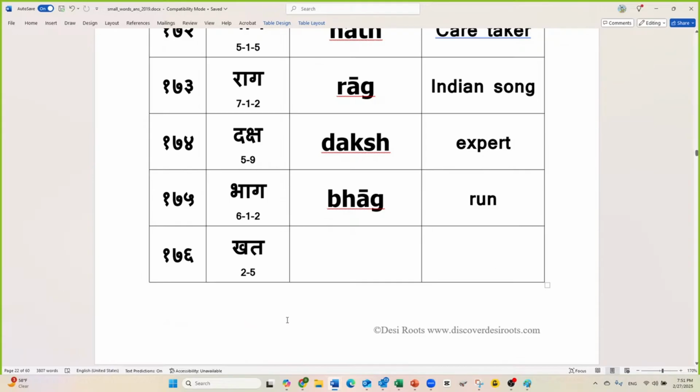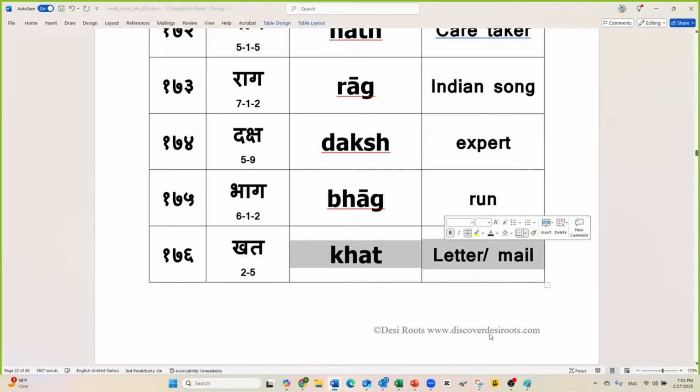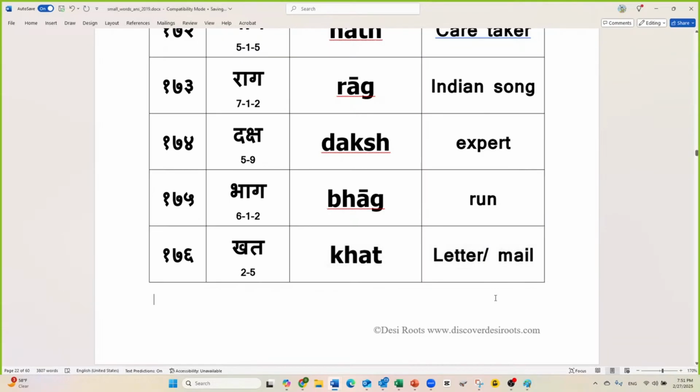No, it is khat. Khat. It is not cut, it's khat. Khat is an Urdu word meaning a letter or mail which you get. Okay, Kavina, give me a sentence with the word mail or letter.